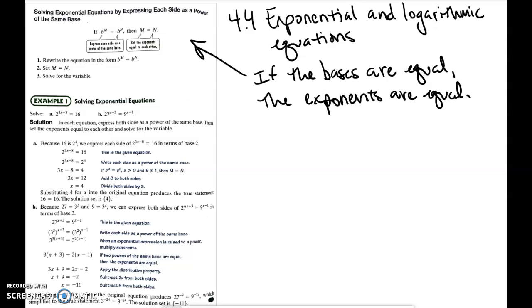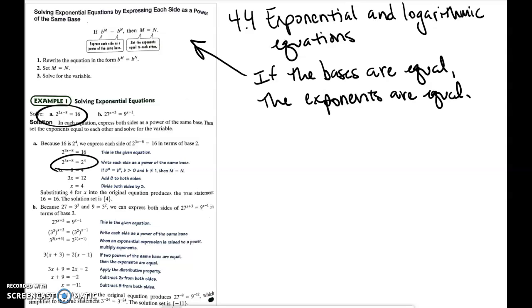They have 2 to the 3x minus 8 equals 16. If you rewrite the 16 as 2 to some power, which is what happens down here, then if I have 2 to the 3x minus 8 and 2 to the 4th, then 3x minus 8 must be 4. And then we have an easy equation that we know how to solve.